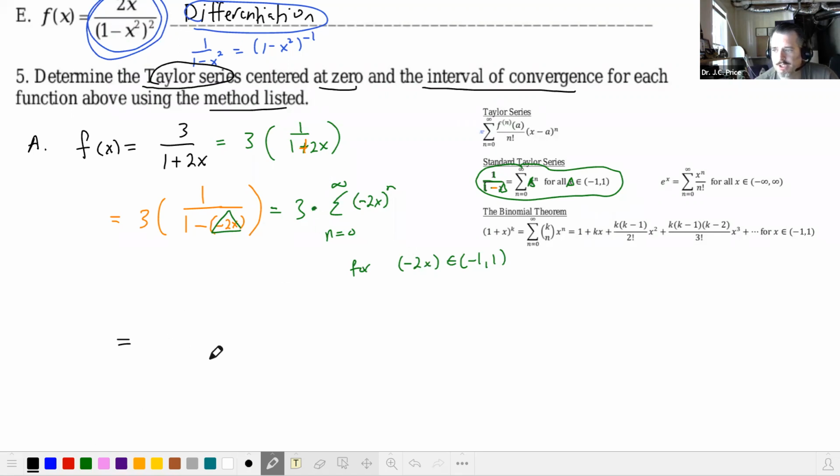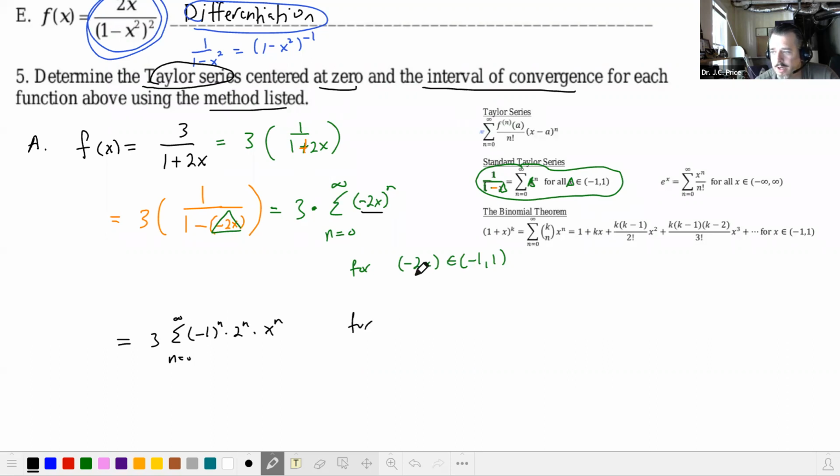And so then this is equal to, now we have to clean it up. So when I raise that to the nth power, it's really what? So this is going to be 3 times the sum, n equals 0 to infinity, of negative 1 to the n times 2 to the n times x to the n. So I separate it all at once. So we did that before. So hopefully that makes sense why I can write negative 2 as negative 1 times 2 and then bring it through.